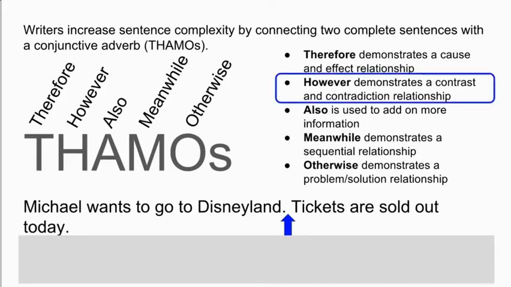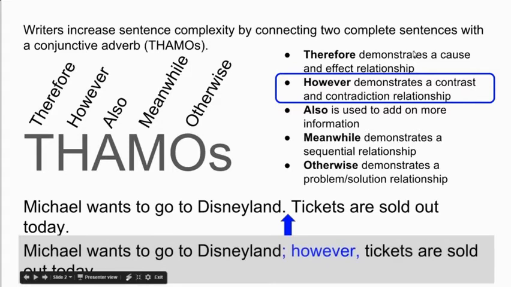So I'm going to include the word however. I'm going to delete the period and add however. Now it's important to know that when I add however, it needs to be semicolon, however, comma. Michael wants to go to Disneyland; however, tickets are sold out. Beautiful. I just increased the sentence complexity by adding a conjunctive adverb connecting two complete sentences. In addition, I'm demonstrating a contrast and contradiction relationship.